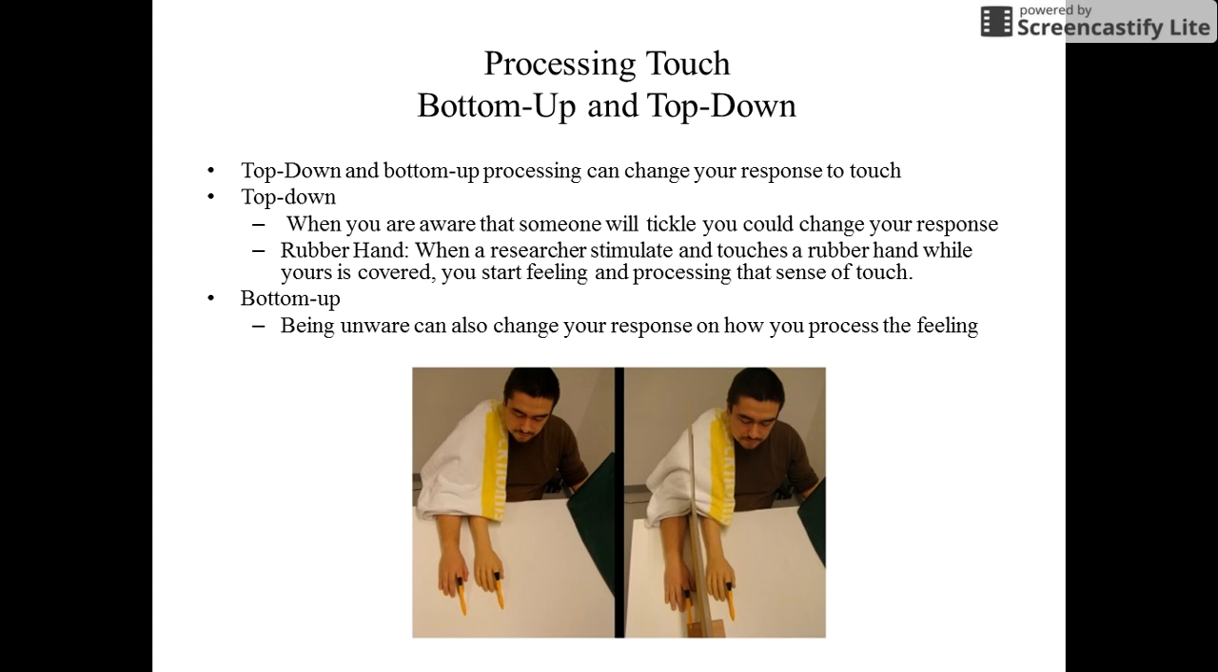Another one is the rubber hand illusion. When a researcher touches a rubber hand while yours is covered, you start to actually feel and process that sense of touch. So you're having this prior knowledge that this is happening to you, which causes you to actually experience it as if that is happening to your own hand. Bottom-up processing is being unaware of what the touch could feel like or that it's going to happen, which can change your response to being touched and how you process it.